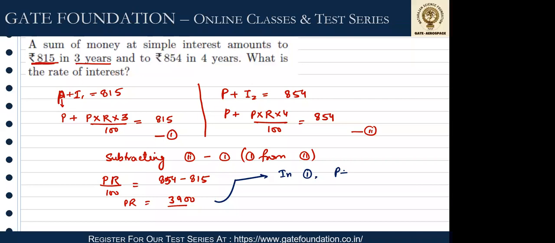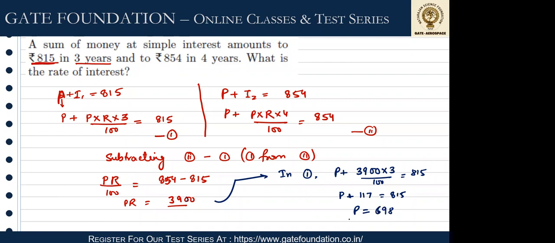So let's do this in equation 1. So P plus, in the place of PR, I'll write down 3900 into 3 by 100 is equal to 815. You can solve this up. 39 into 3 will be 117. So P plus 117, this double zero will get cancelled, is equal to 815. The value of P that you are going to get is 815 minus 117, which is 698.